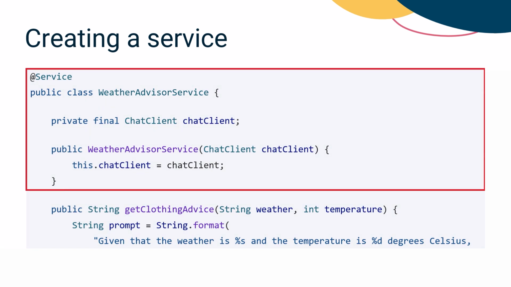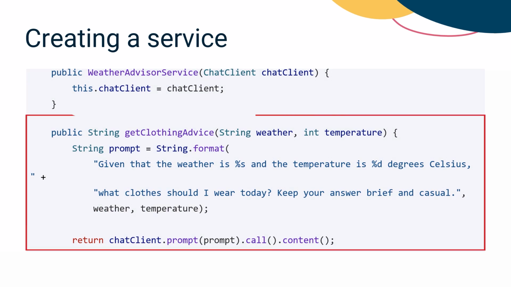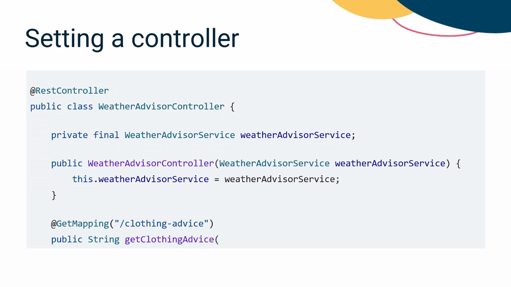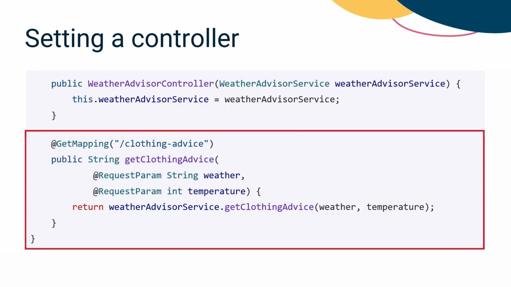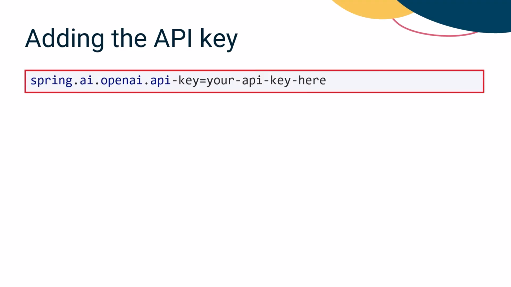So, let's create a simple service that will interact with an AI model. In this code snippet, the code defines the Weather Advisor service as a Spring-managed component. It uses a chat client to send a prompt to an AI model that will return a response. This allows the application to generate clothing advice based on weather and temperature input. Next, we set up a simple controller to expose this as an API. This code snippet shows that we've created a Weather Advisor controller that defines a clothing advice GET endpoint, allowing users to receive AI-generated clothing advice. We'll also add the API key in application.properties.